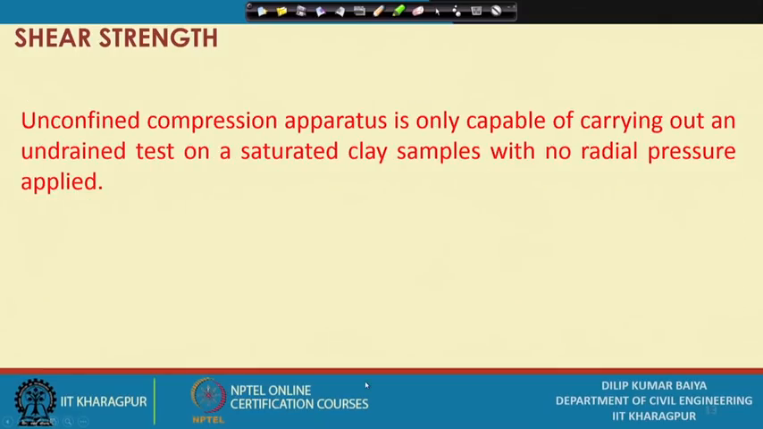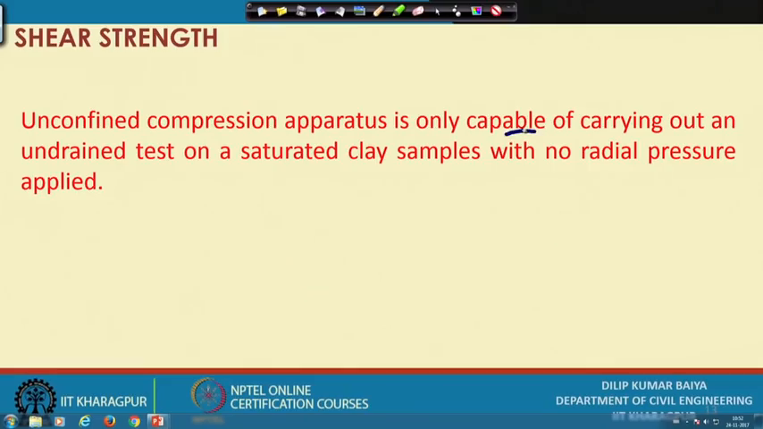Next slide. The unconfined compression test, as I have mentioned, uses the unconfined compression apparatus, which is a special form of triaxial test where no confinement is there, and it is capable of giving the undrained strength of saturated clay. That also can be done very quickly and we get quite satisfactory results.